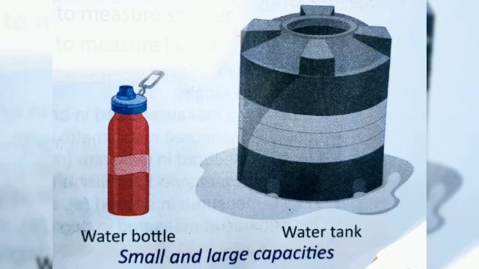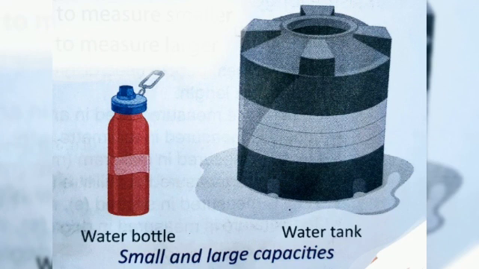Are you seeing the water bottle? Yes. Milliliter and liter are used to measure smaller capacities such as water in a bottle. Kiloliter is used to measure larger capacity like that of a big tank of water. Look at the picture. Are you seeing the water tank in your home? Yes. Kiloliter is used to measure larger capacity like that of a big tank of water.